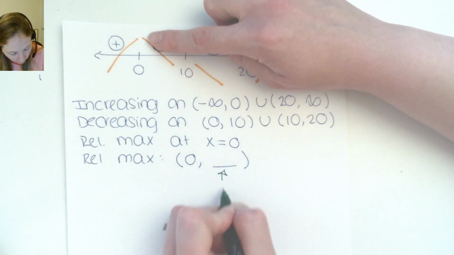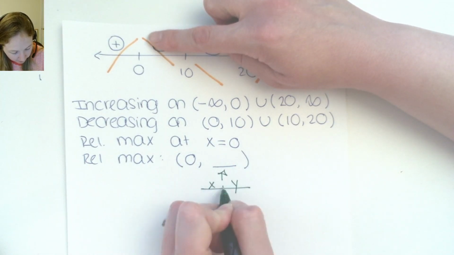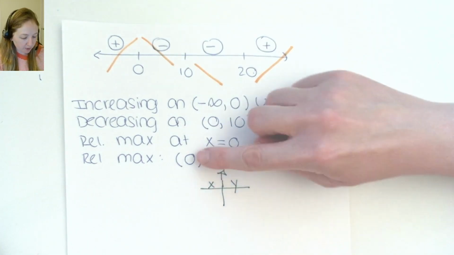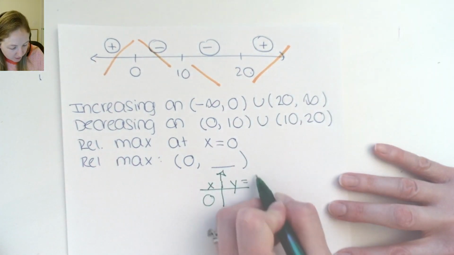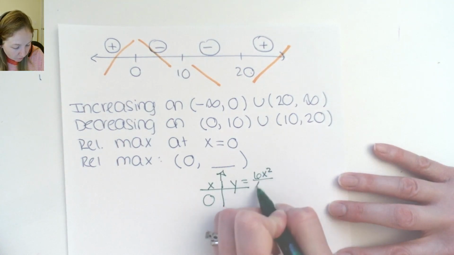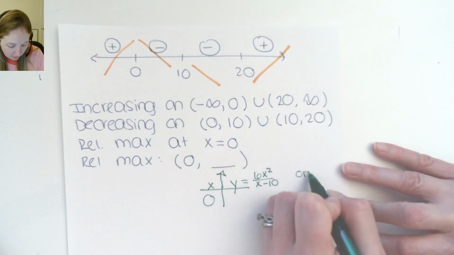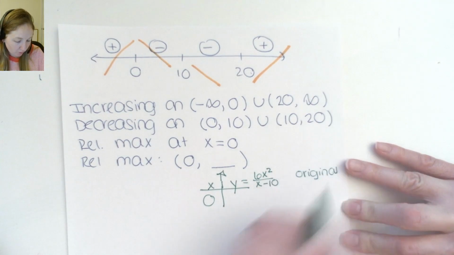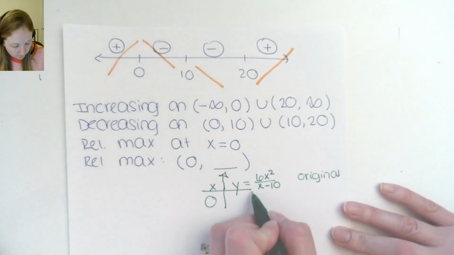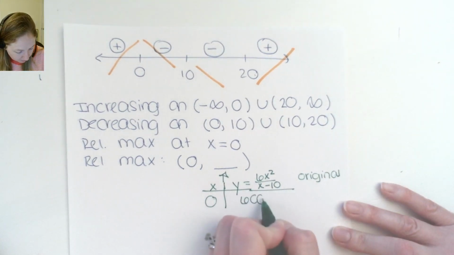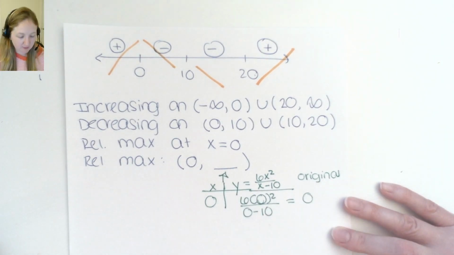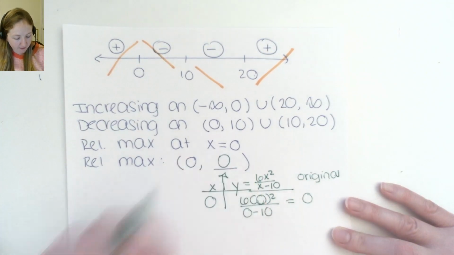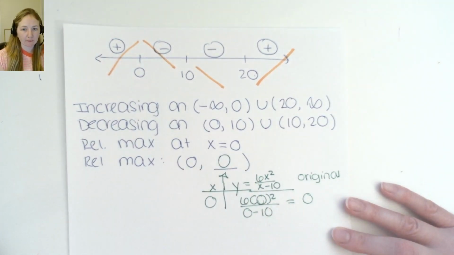And then to get this y value, we're simply going to create a t-chart where we plug in 0 for x and we plug into the original function. So again, we're not plugging into the derivative, we're plugging into that original function. So plugging in 0 into the original function gives us 0. So the relative max would happen at 0, comma 0.